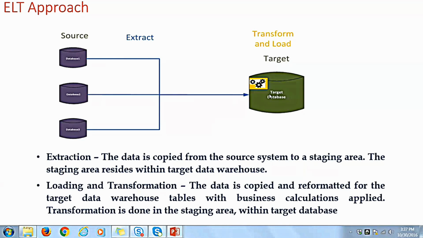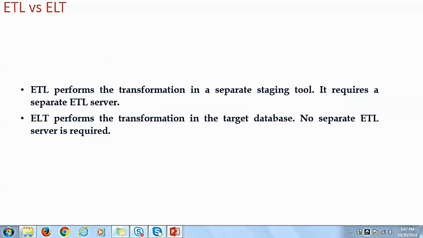During the loading and transformation phase, the data is copied and reformatted for the target data warehouse tables with the business calculations applied to it. Transformation is done in the staging area which lies within the target database.